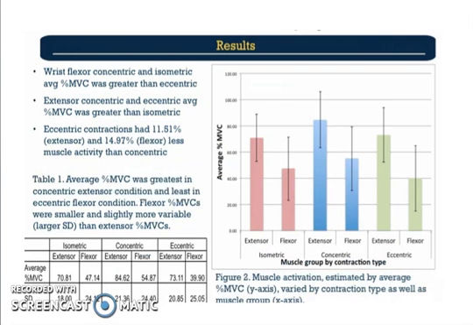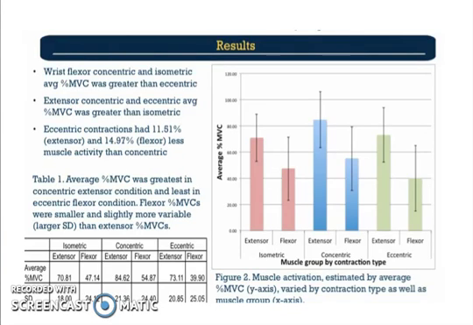Table 1 displays the average percent MVC and standard deviation for each contraction condition. As you can see in Figure 2, muscle recruitment, measured by average percent MVC on the y-axis, varied both by contraction type as well as muscle group on the x-axis. Average percent MVC was greatest in the concentric wrist flexion condition and was followed by isometric, then eccentric contractions. For wrist extension, concentric contractions produced the greatest percent MVC again, followed by eccentric and isometric contractions.